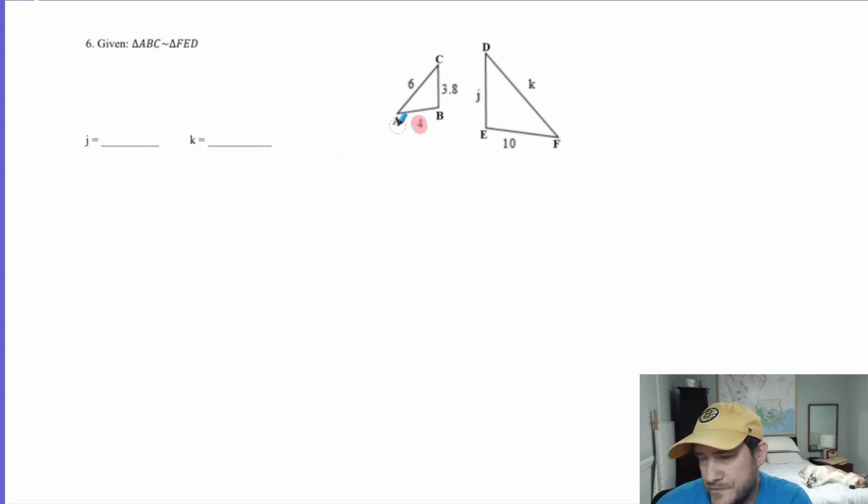So the other trick then is to remember, if we have AB, AB is going to go with FE. So FE is the 10. So if you would assume that the 4 went with the 10, you're right. Then from there, you probably are assuming 6 goes with K. Let's just be sure. 6 is AC. AC is 1st and 3rd, so that's FD. So yeah, those are the guys. And then the 3.8 goes with the J.